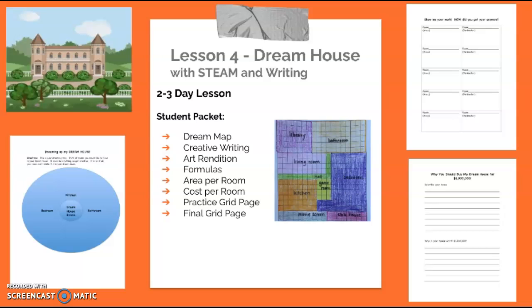And then what you're seeing on this page right here is the final grid page of a student. They're going to have to calculate the perimeter and the area of each room. I included perimeter because I'm assuming that I've already taught this, and so this would be another component that they already know. This should take 2 to 3 days to complete.